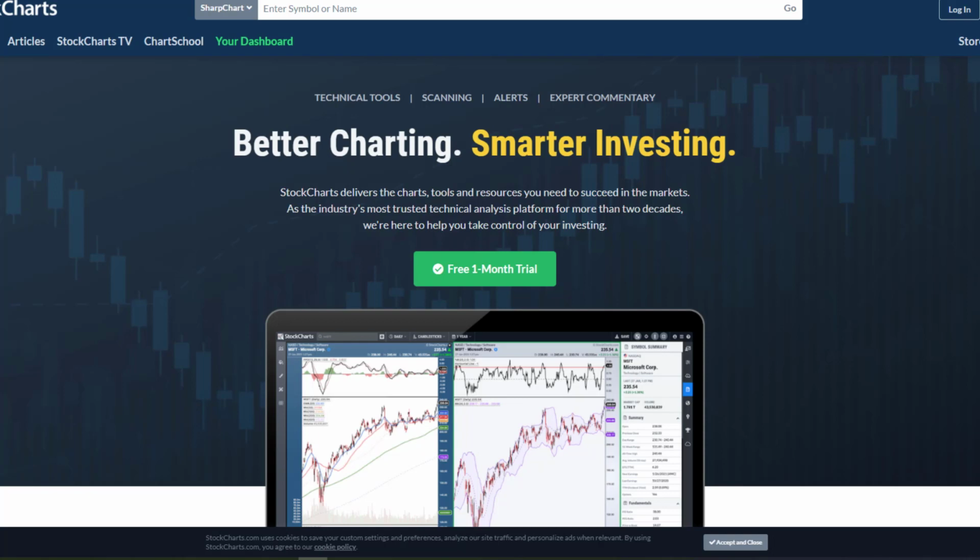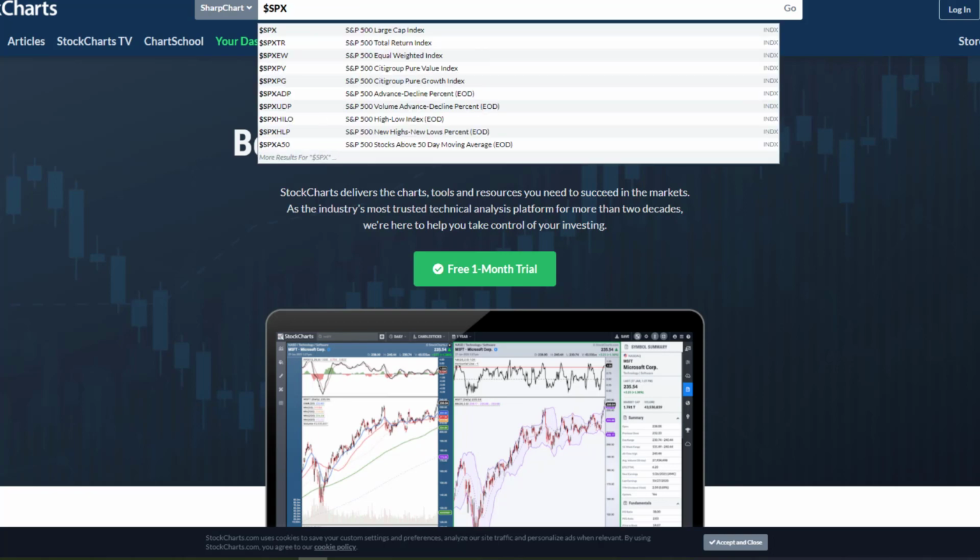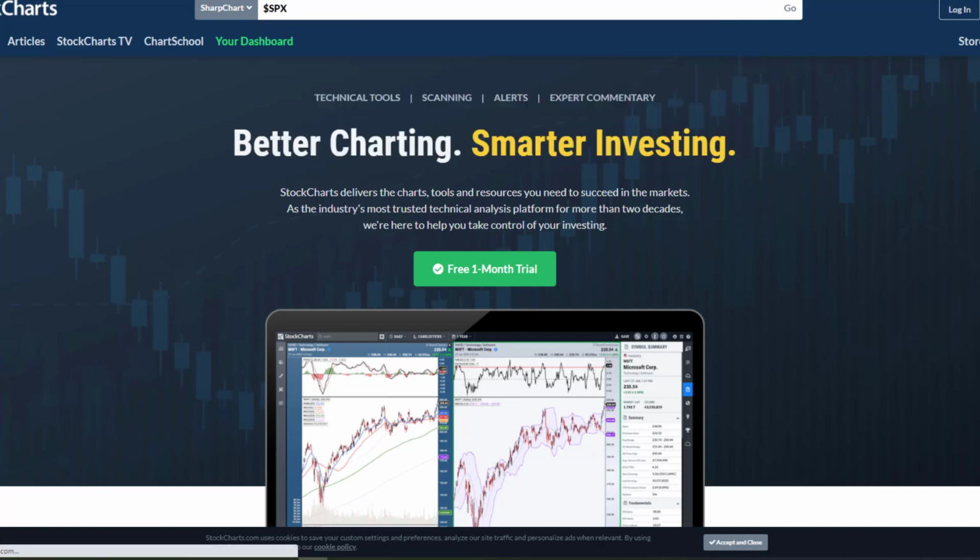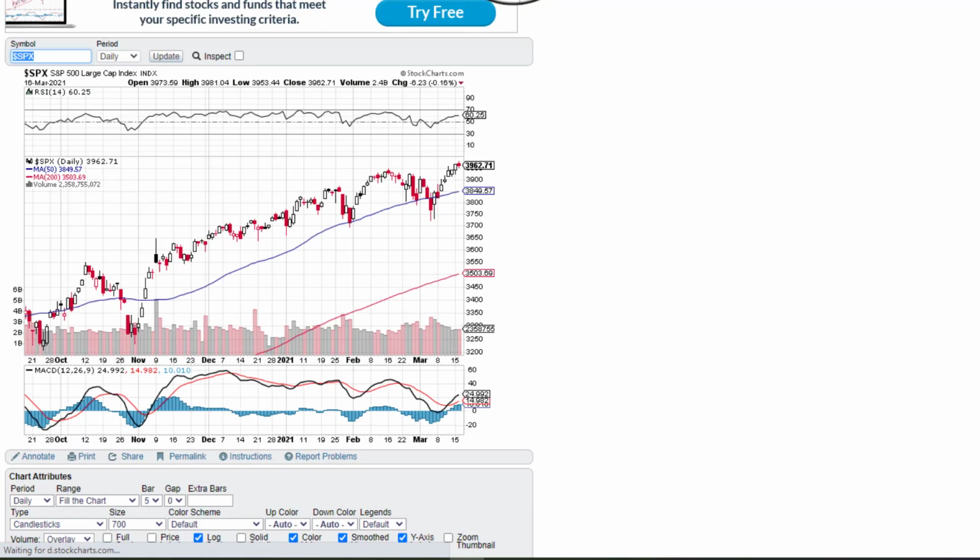What you can do at the very top is enter a symbol. Since I teach just about the S&P 500, that's what I'm going to do. And so I enter $ and then SPX. And you can see it comes up with the S&P 500 large cap index. And you're going to see a template that they use with indicators already built in. So I click on this, and boom, we already have a chart.